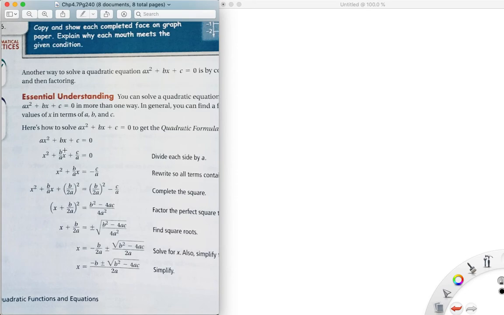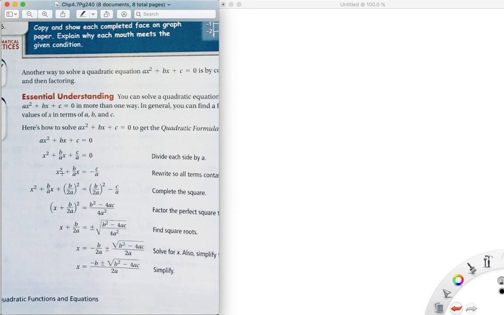Just like we did before in the previous sections, we divide everything by a, so that we have a equal to 1. So then we have x squared plus b over a times x plus c over a equals 0. Then we subtract c over a on both sides, so you have x squared plus b over a times x equals negative c over a. Then we find the c part by completing the square.